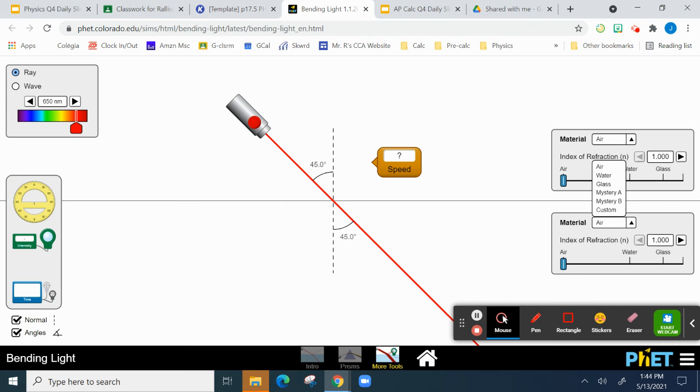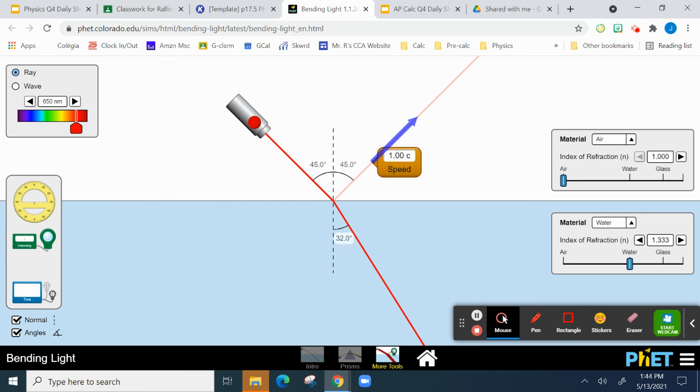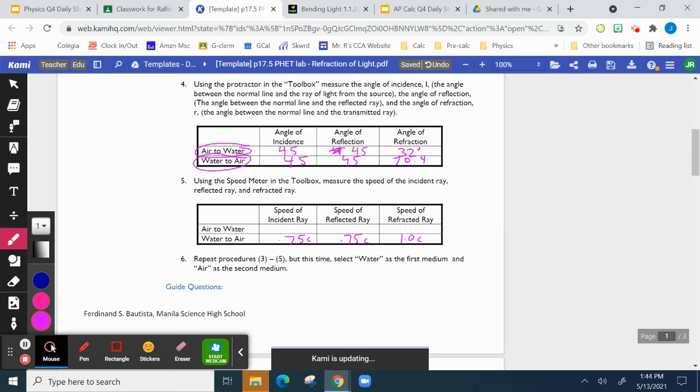Air to water. Yep, there's 1 C, 1 C, and 0.75 C. So that's interesting, isn't it? If we're in air, that's going to be 1 C. I'm going to run out of time here in about 4 minutes. 1 C, and that's going to be 0.75 C.